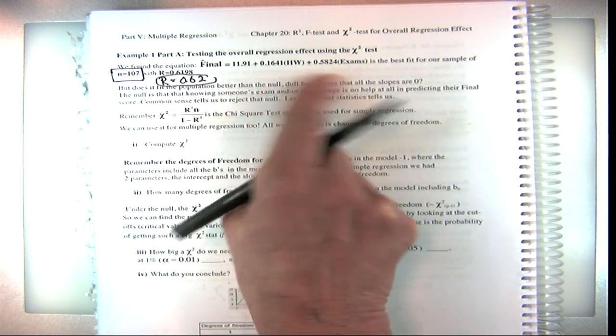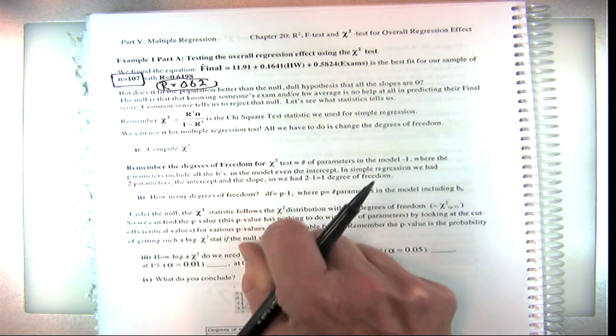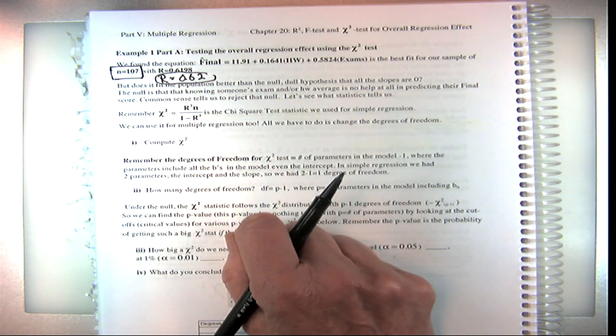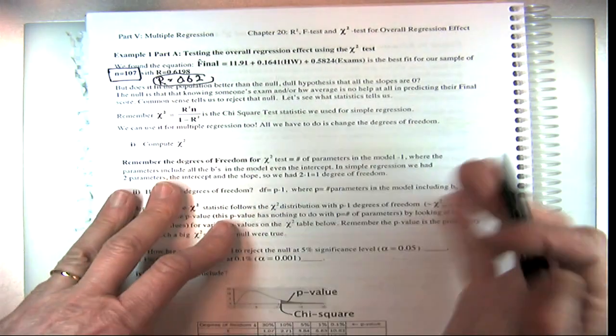We know to reject that null from common sense. There'd be something wrong with my homework and exams if they had no predictive value in determining what someone's final was. That would mean it just doesn't matter how you do the rest of the course. That doesn't make sense. But we're just going to do this test anyways.